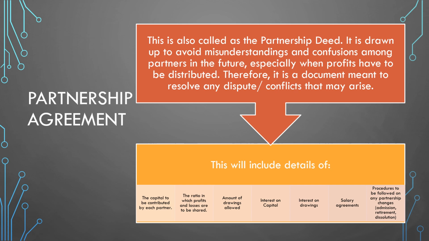And what is the interest on capital? Is there any? How many percent? Interest on drawings? Is there any? How many percent? Salary agreement. Maybe the partner works for the partnership, so they may agree on a certain salary payment, and any procedures to be followed on any partnership changes. These partnership changes will be discussed in detail in chapter 18. They may include the admission of a new partner, retirement of an old partner, and also dissolution of the partnership itself.